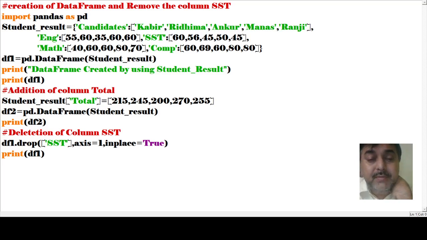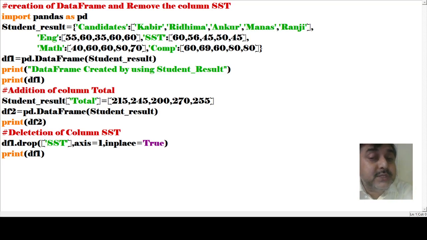Now what I am doing, I am adding one column. What is the column name? Student result total. I have given the name of the column as total. Then you can see here that the total values are being given here. Those are the total values that have been given here.